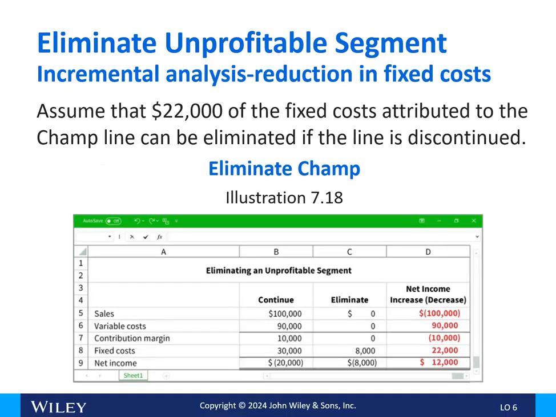Now assume that $22,000 of the fixed costs attributed to the Champ line can be eliminated if the line is discontinued. That looks a little bit different. So we have our continue the same, a loss of $20,000. If we eliminate it, our fixed costs go from $30,000 down to $8,000. So we're actually $12,000 better. So if we can eliminate that much of the fixed cost, we should eliminate that segment.